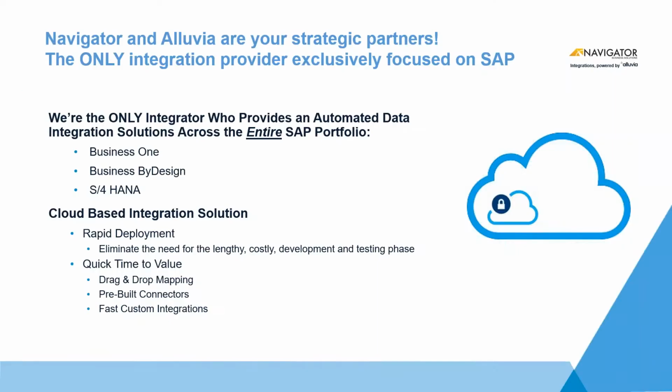Okay, so Alluvia is a cloud-based integration solution, and the value of that to you is it provides rapid deployment as well as zero impact upgrade scenarios. So when you're going to upgrade, basically you just stop the integration, you upgrade, and we start the integration up again. We are available for all 3 SAP products, being Business One, ByDesign, and S/4HANA. So no matter which one of those platforms you're running on, we can provide you with any of our solutions.